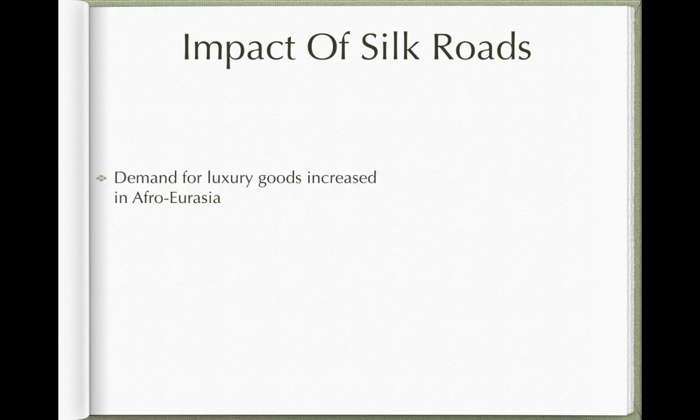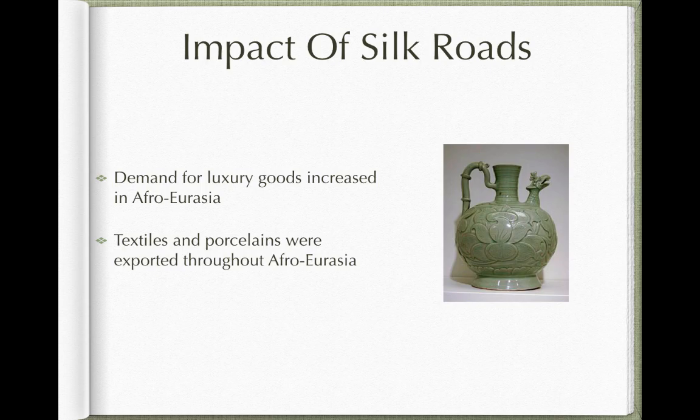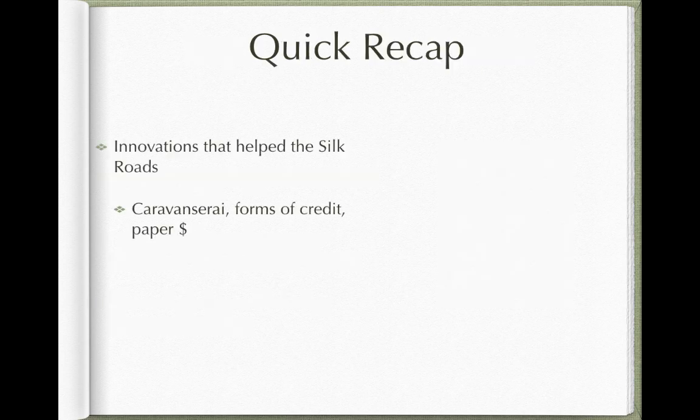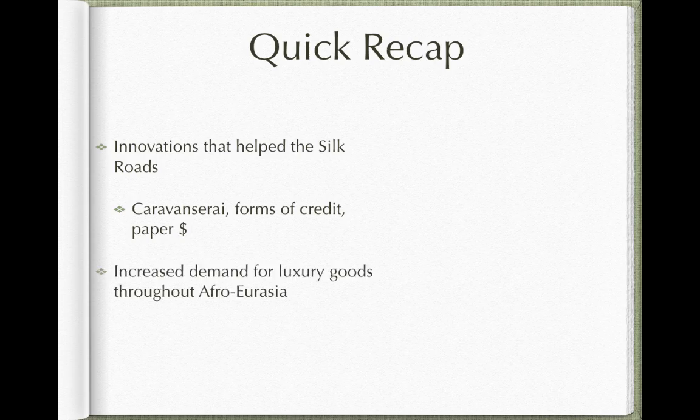Well, there's a demand for luxury goods that increases in Afro-Eurasia. Textiles and porcelains were exported throughout Afro-Eurasia. And iron and steel manufacturing increased in China. China is going to play a very large role on the Silk Roads. So a quick recap for this video. Innovations that helped the Silk Roads. Be familiar with caravanserai, forms of credit, and paper money. Increased demand for luxury goods throughout Afro-Eurasia, and increased textile, porcelains, and steel as well.